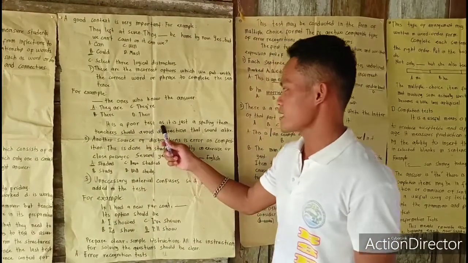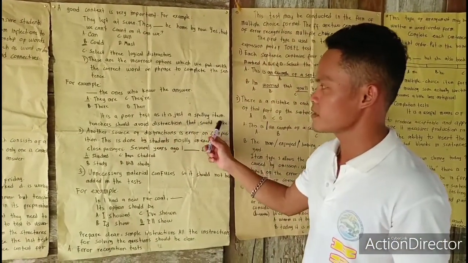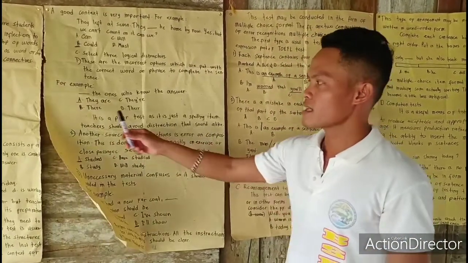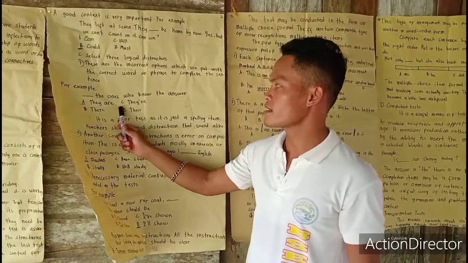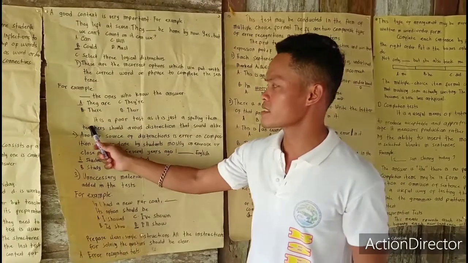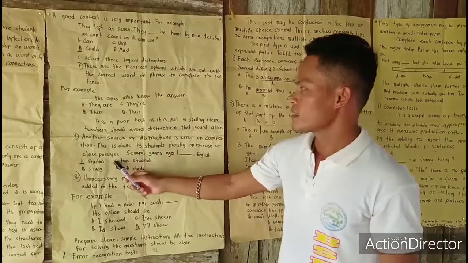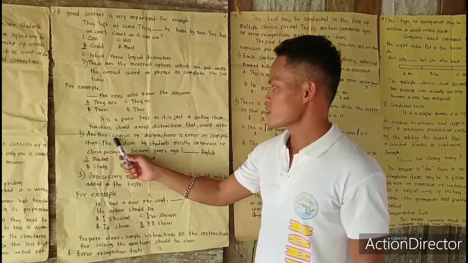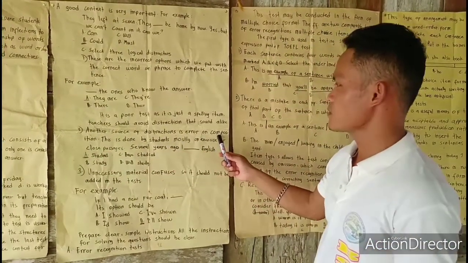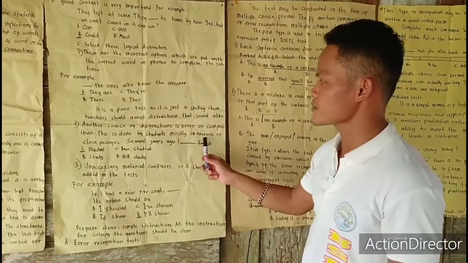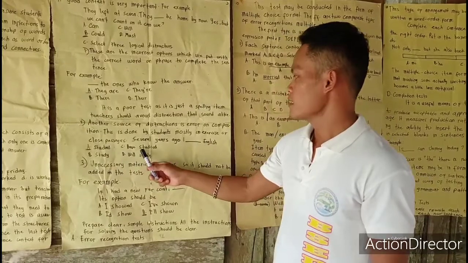It is a poor test as it is just a spelling item. Teachers should avoid distractors that sound alike. Yes, because all of these choices sound alike and it distracts the students from choosing the right answer. Number 2. Another source of distractors is error on composition. This is done by students mostly on exercises or cloze passages.